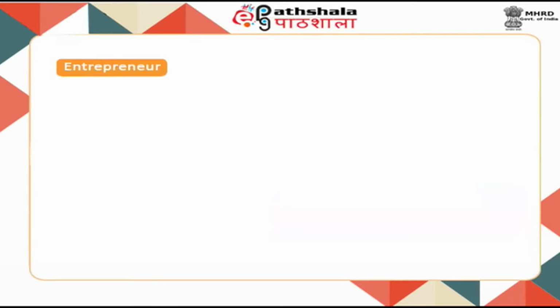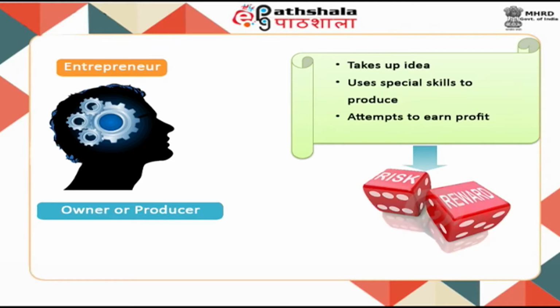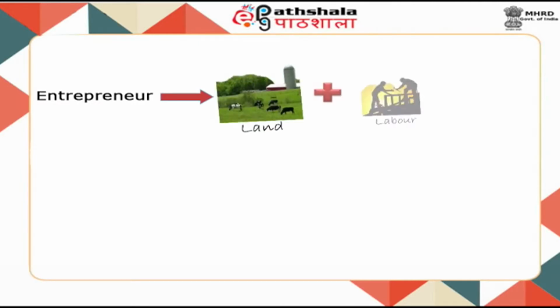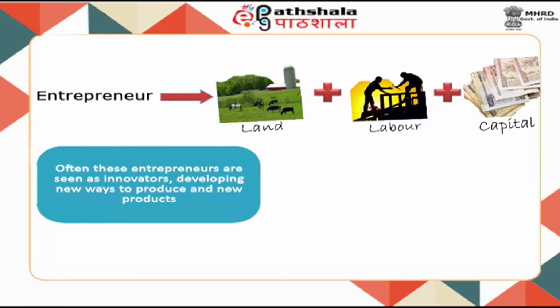Entrepreneur is the individual, commonly referred to as the owner or producer, who takes up an idea, uses special skills to produce goods and services, and attempts to earn economic profit by combining all other factors of production. All the risks and rewards of the business belong to the entrepreneur. Entrepreneurs combine the other factors of production, land, labor, and capital, in order to make a profit. Often, these entrepreneurs are seen as innovators, developing new ways to produce and new products.